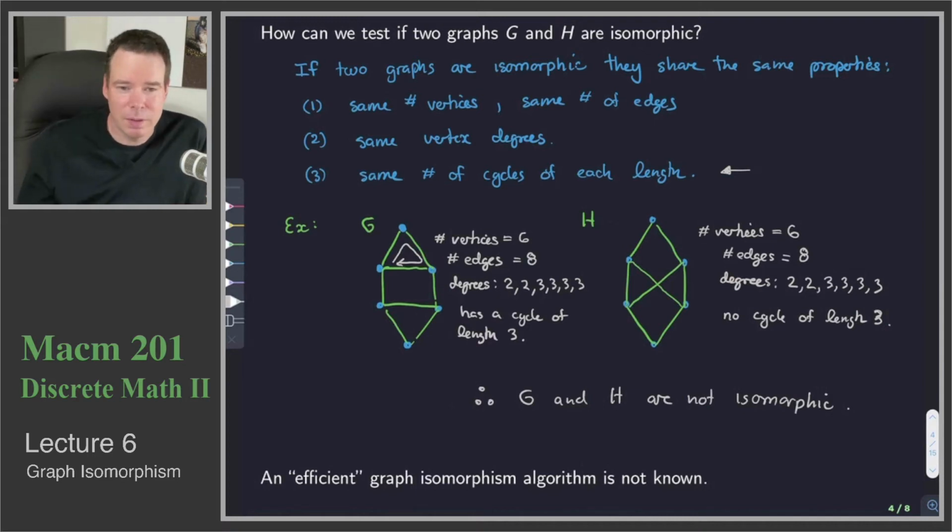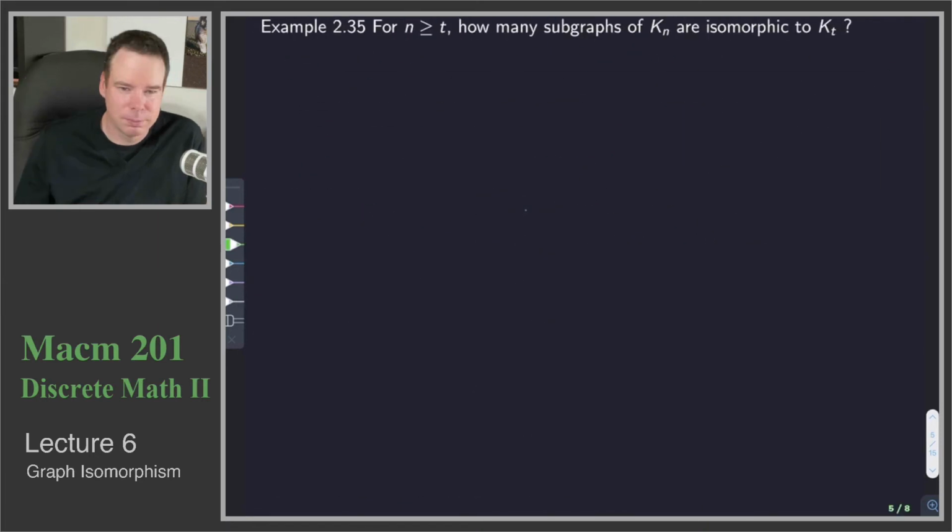So now that we have this notion of what we mean for two graphs to be the same structurally, we can now get into counting problems. In this example, we want to know how many subgraphs of the complete graph on n vertices, so how many subgraphs of Kn, are isomorphic to Kt, the complete graph on t vertices. In this case, t is less than or equal to n.